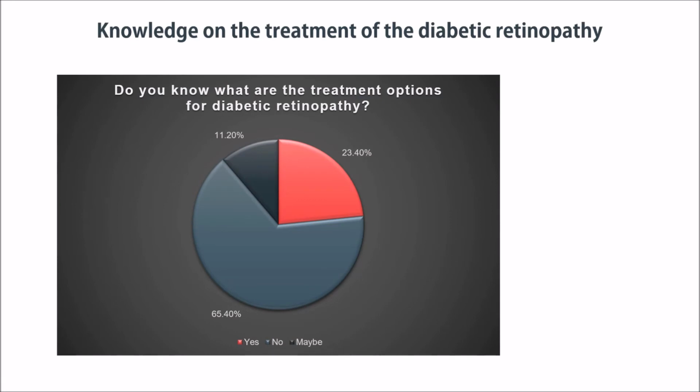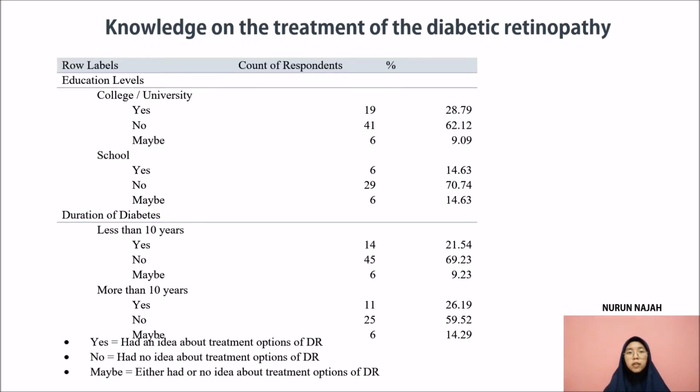Next is the knowledge on the treatment of diabetic retinopathy. The table shows that more than half of the total respondents, which is 35.4%, did not know about the treatment options. If we relate it with the duration of having diabetes, many of those that answered no have had diabetes for less than 10 years, which is 45 respondents.